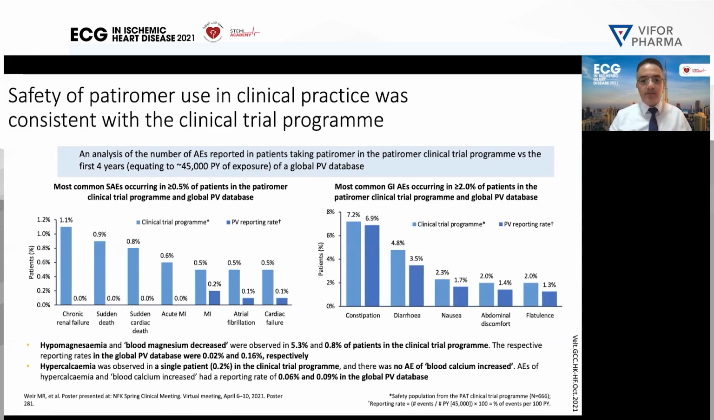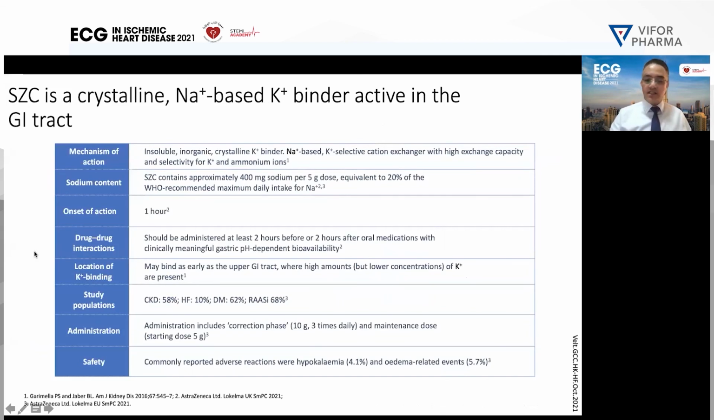Hypercalcemia was observed in a single patient, which is 0.2%. As I told you, it will not cause hypercalcemia. Let's discuss quickly the sodium zirconium cyclosilicate, which is another agent, but here they use a sodium.